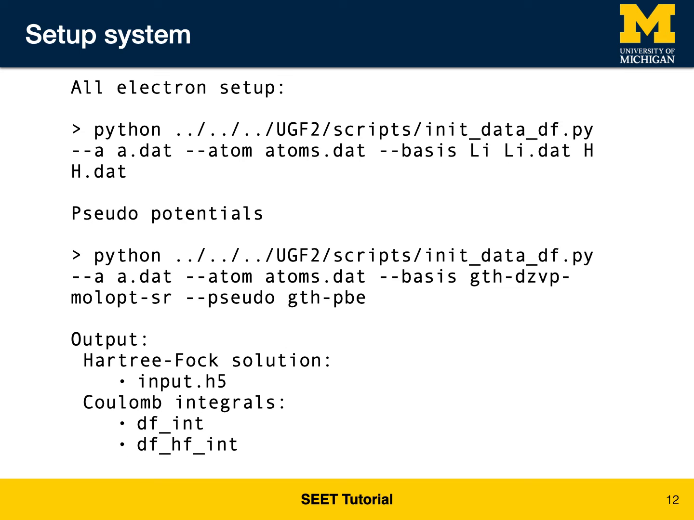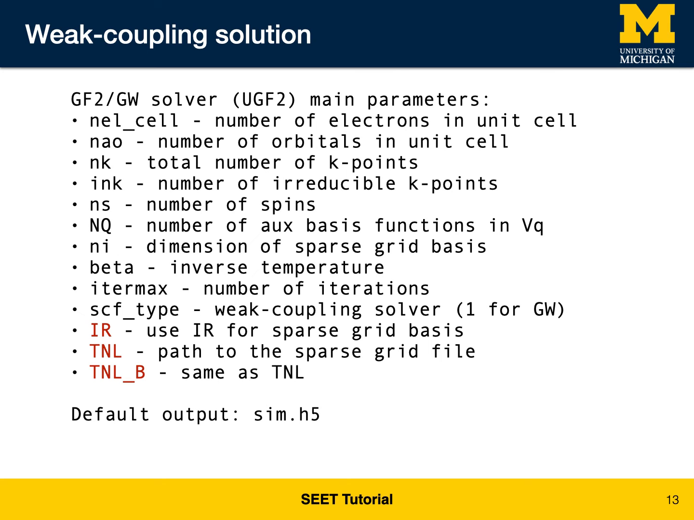df_hf_int. The first one does contain the proper treatment for the divergent term, and the second type, this df_hf_int, doesn't have this divergent term in the integrals because it's treated on a separate level in the Hartree-Fock. Then with these 3 sets of output, you can now run the weak coupling solution. For that you call the UGF2 solver.